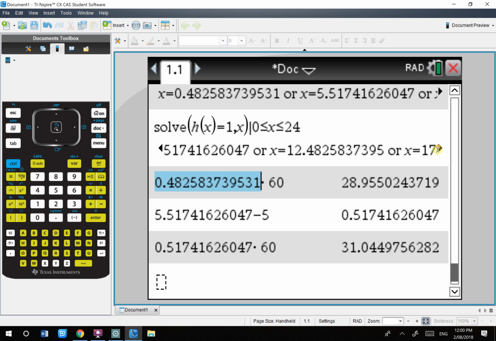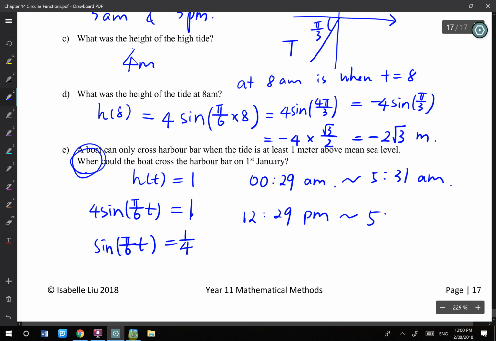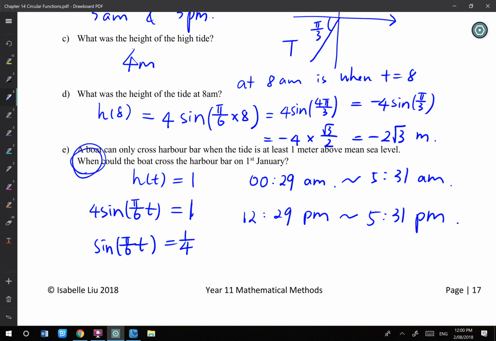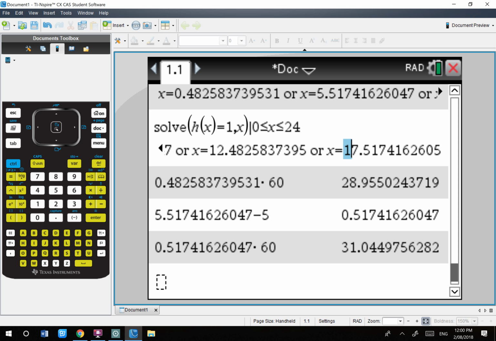Then the next one is 17.5 or something, exactly the same decimal as this one here. So it's 5:31 p.m. You see the values, it's 17 hours, which is 5 p.m. It's not adding a period, it is actually 1 period.